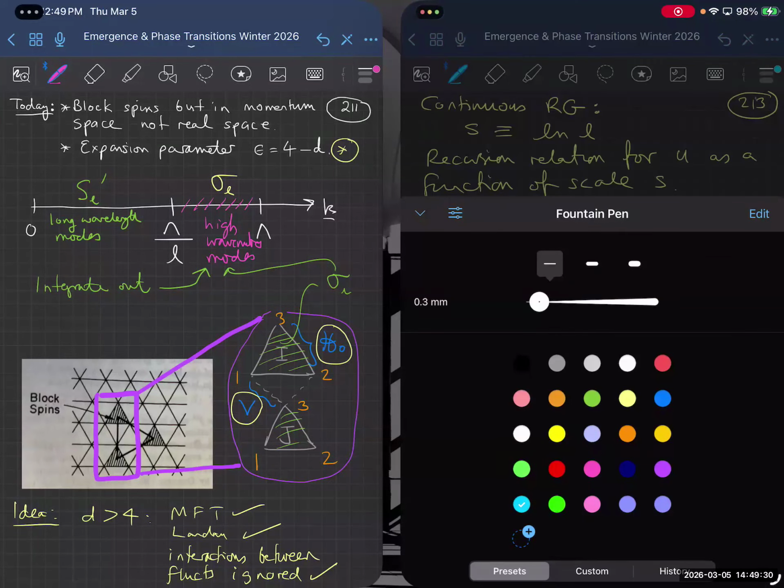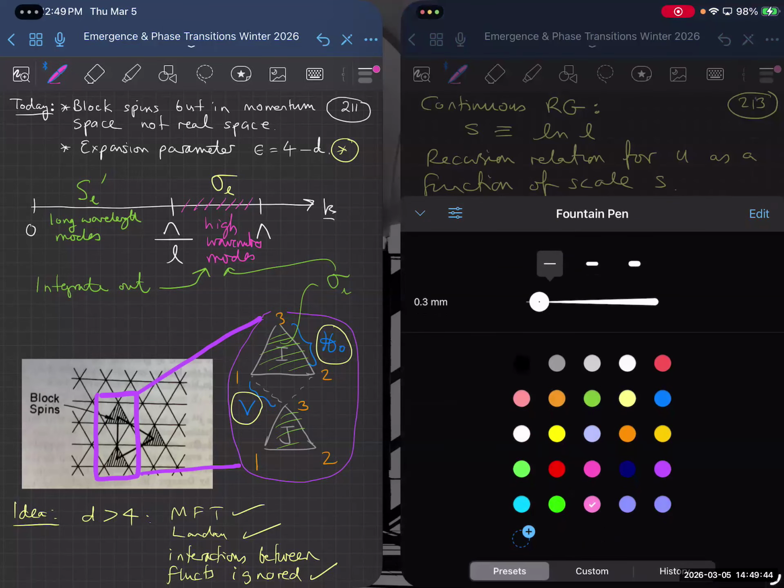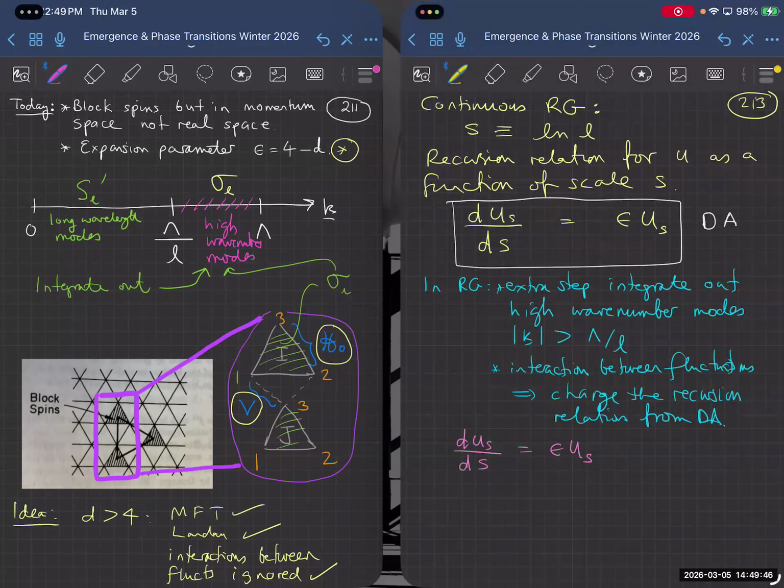Well, we have to, of course, do an honest calculation, but what you might say is, well, if we have dus by ds is epsilon times us, where we're not including the interaction between the fluctuations, then when we include the interaction between the fluctuations, I suppose what's going to happen is there's going to be another term, which will be some number times us squared, and there might be higher order terms, US cubed, and so on.